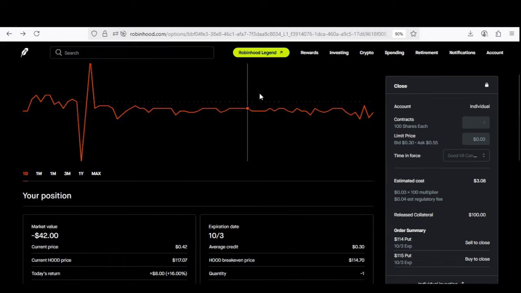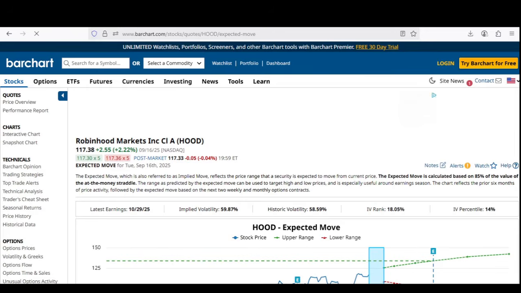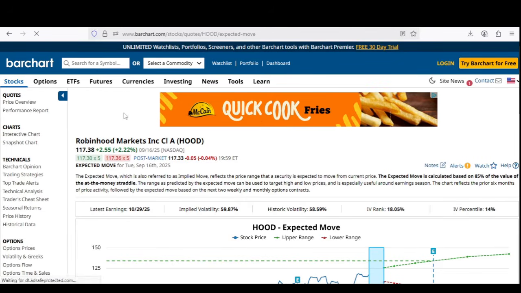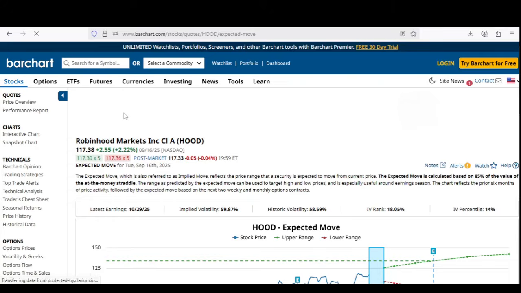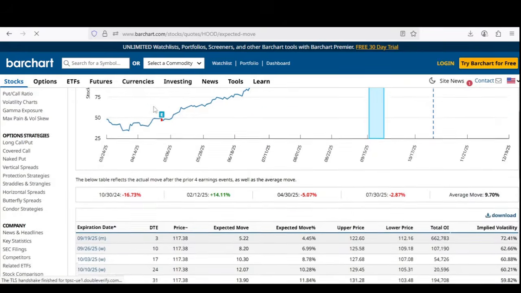So what you're going to do, you're going to go to any Google search engine or Yahoo or anything, and type in expected move and type in the stock. In my case, I'm going to put expected move for Robinhood, and you can see at the top here. What that's going to do is open up this website. This should be your first one, which is going to be barchart.com. So now we're going to scroll down.